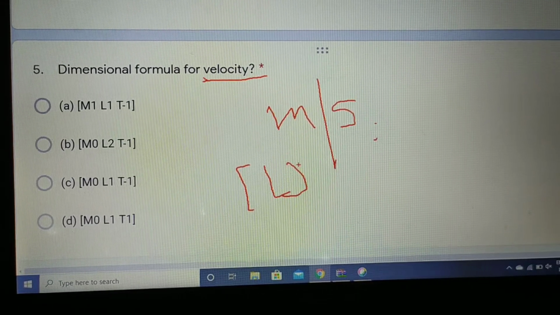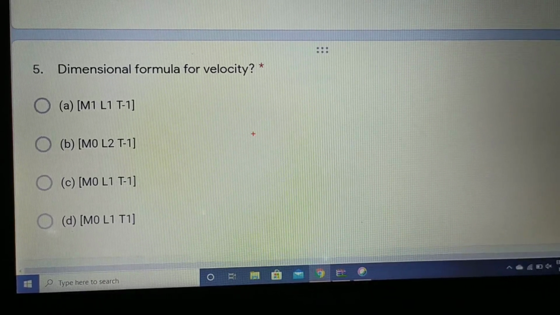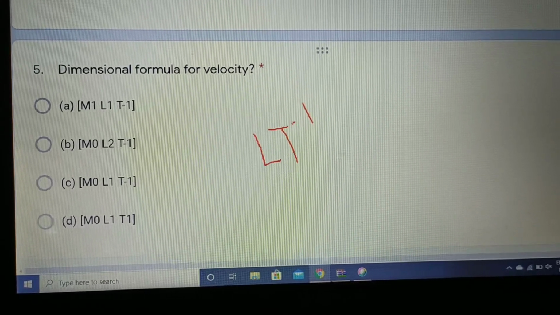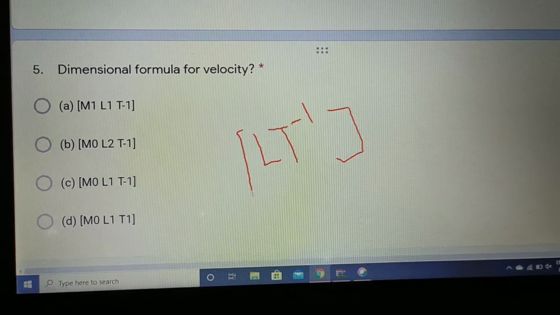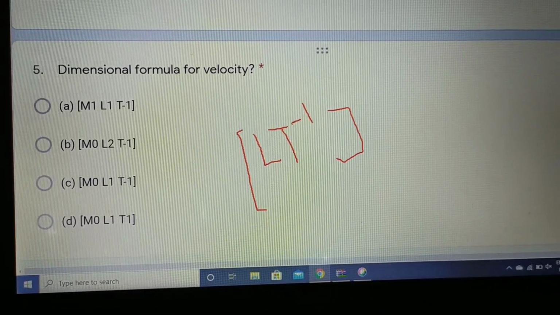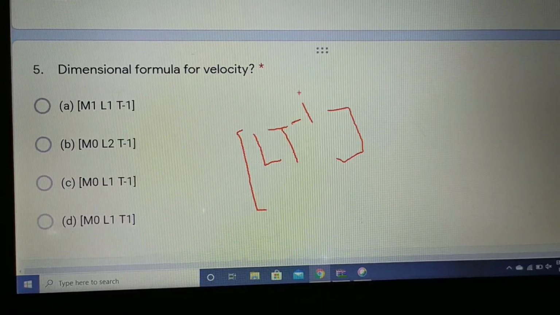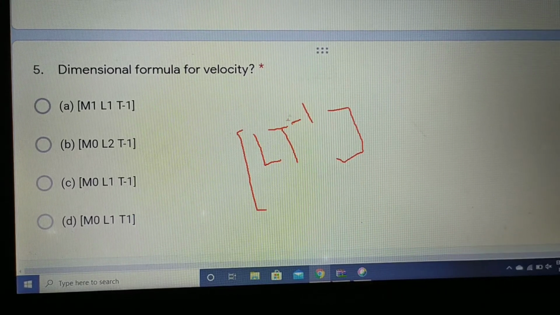So we can write it as L T inverse. You already know that per second, or inverse, means we put a minus sign in the power. Now this will be the dimensional formula for velocity. Why? This L represents meter, the length, and this time inverse represents per second, the reciprocal of time.